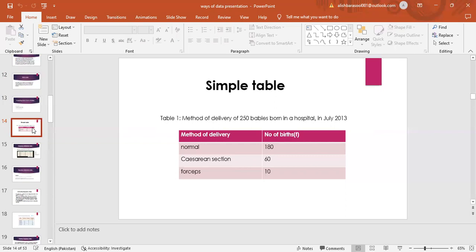Data should be presented according to the importance and magnitude. The table should be numbered on the left upper corner. The table should have a brief, comprehensive, self-explanatory, and easily understandable title at the top. If a table has been borrowed, do give a reference at the right bottom. In this example, it shows the method of delivery of 250 babies born in a hospital in July 2013.